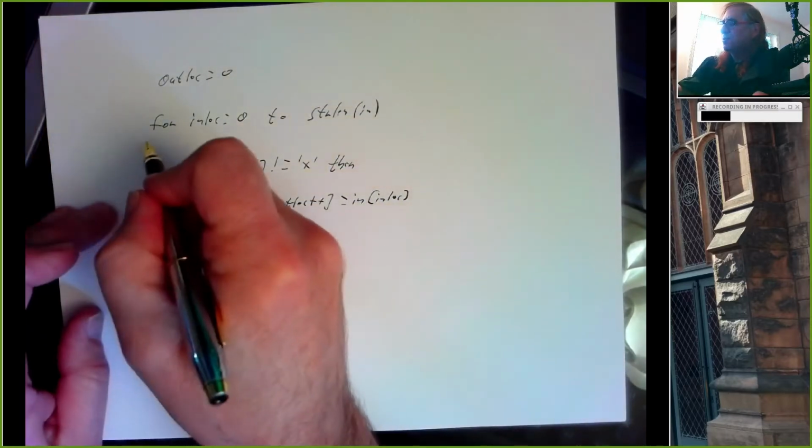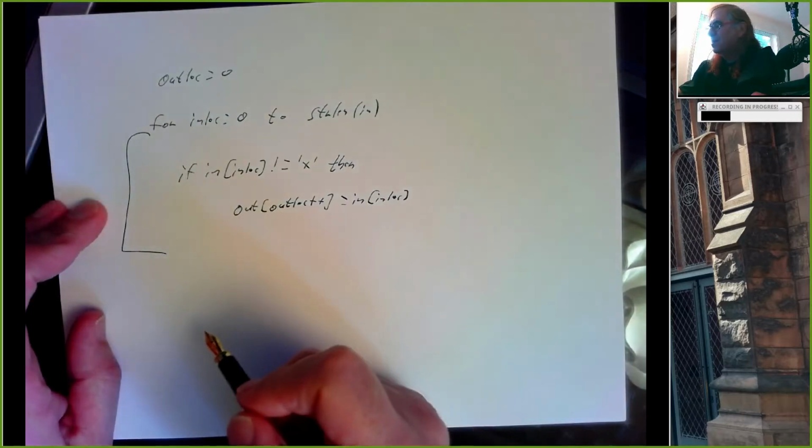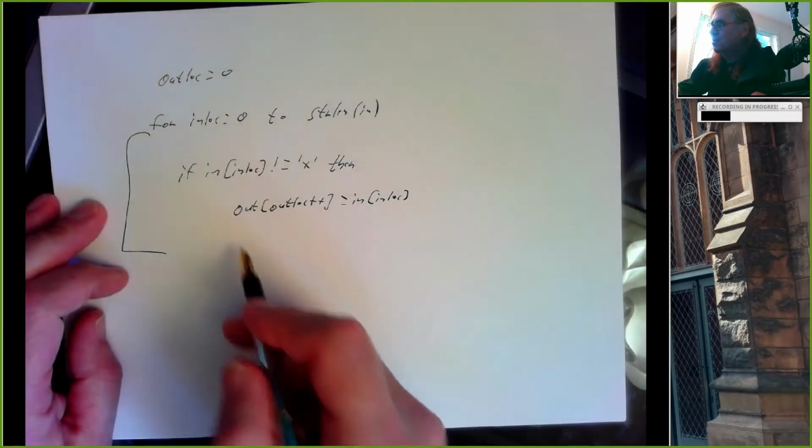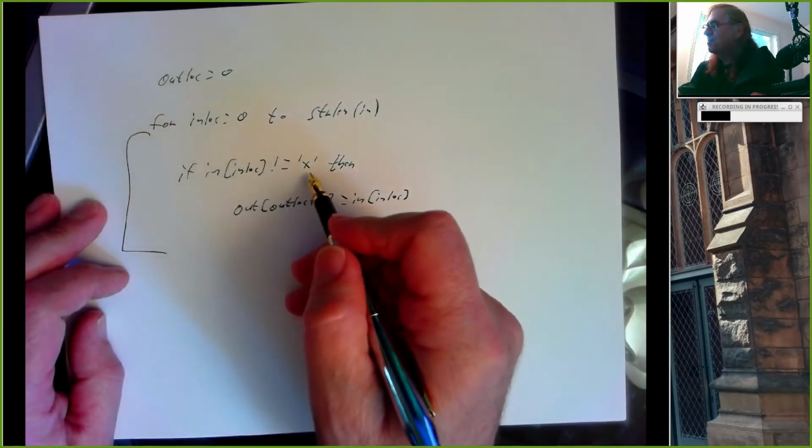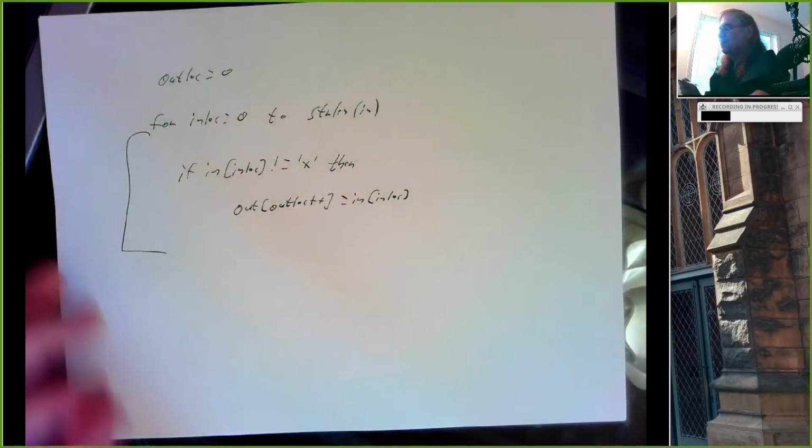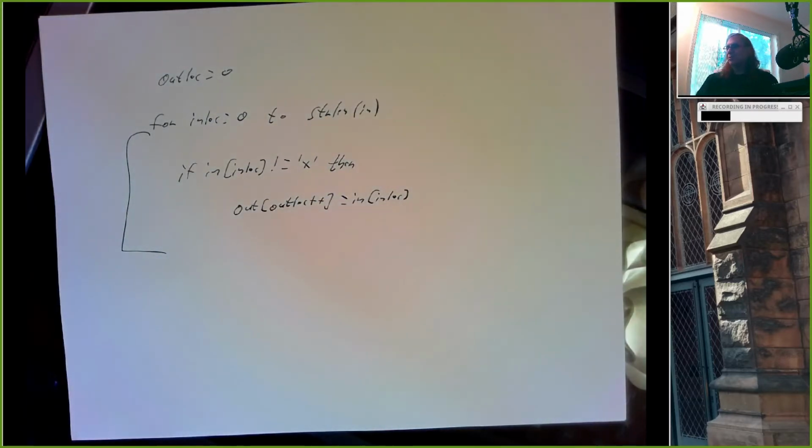Right, so here's our main loop, and inside there, for each character, we check to see if that input character is different from an x, and if it is, then we copy the input character to the output. So that's 416. We can use the same code, but it's going to do different things depending on the state of the system. So think Engineering 250.